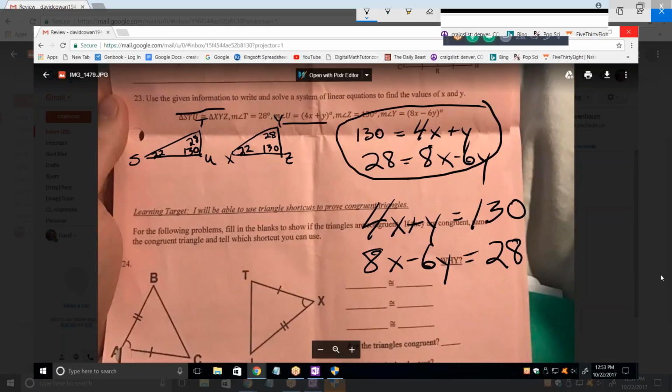What do I have to do first? Subtract 130 from 28? No, remember I'm trying to eliminate a variable. So subtract negative 6y from y? Well, the only choices I really have are I can add these two equations or I can subtract them. Neither one gets rid of a variable. But what if I multiply equation 1 by -2, both sides?